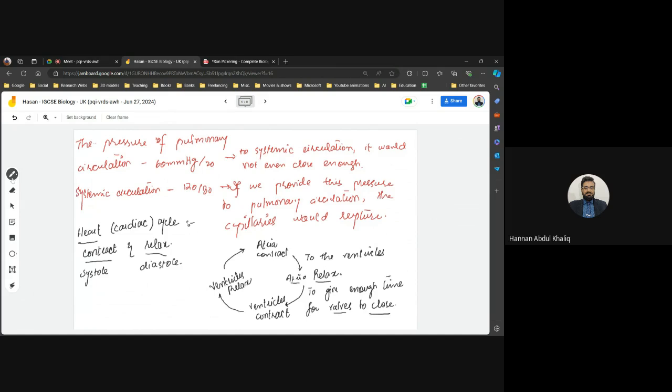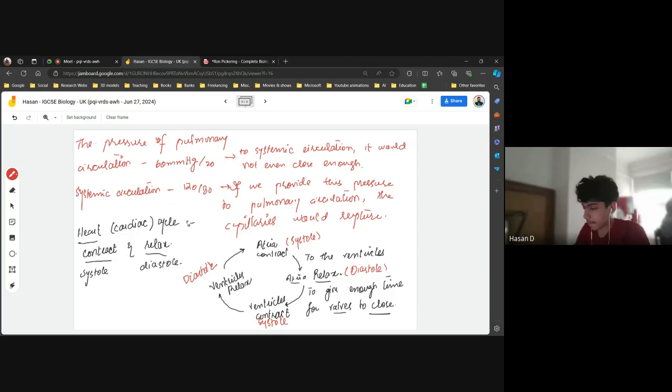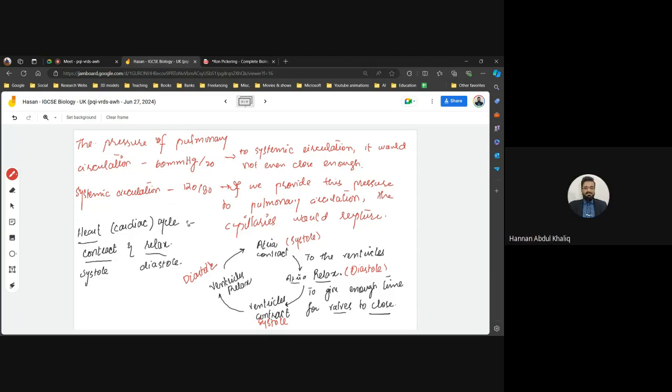If you try to convert it into the proper terminology, the atrial contraction would be called atrial systole. The atrial relaxation would be called atrial diastole. Similarly, ventricular systole and diastole. So that is what we often call the cardiac cycle. Are you able to understand it? Yeah.